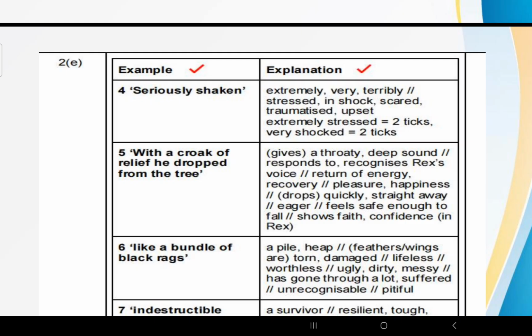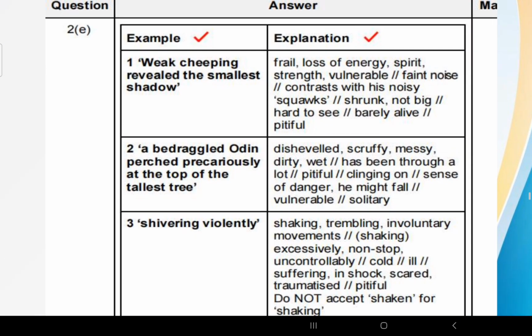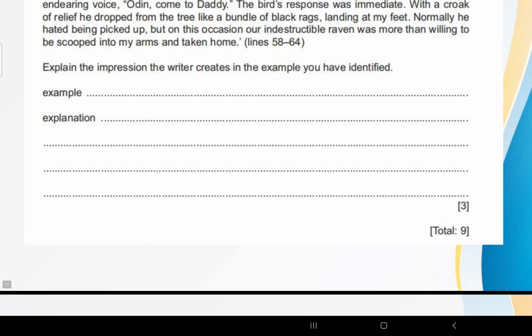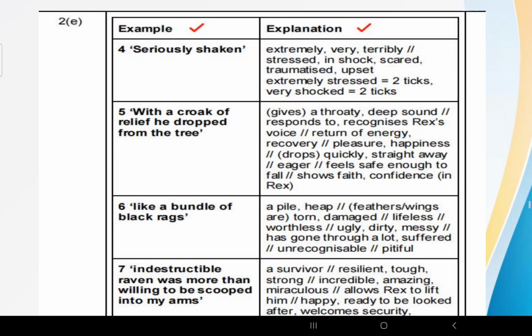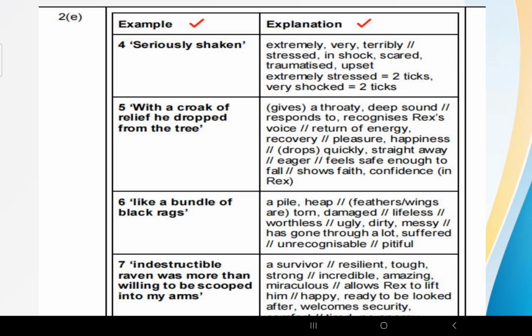So when you are going to explain that, what will you do? I don't have the context in my mind, but when you are writing, you will have the context of Achilles shaken by his experience. He wasn't in a trusting mood, at the risk of appearing a complete idiot. So you will write here that Odin was completely stressed, and he was in a very bad state. He was in a state of shock. He was traumatized. Now traumatized by what? After this you can explain it by the context that you have there.